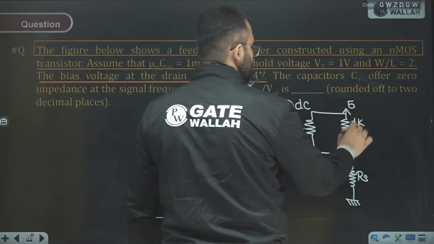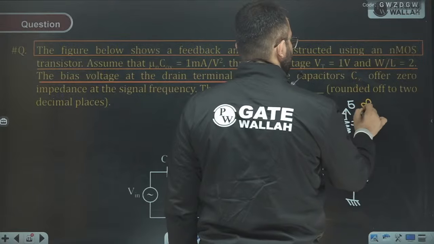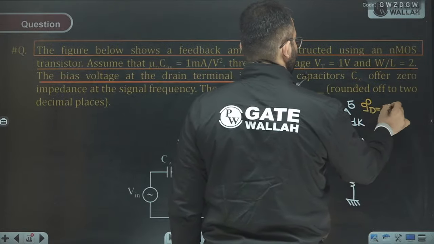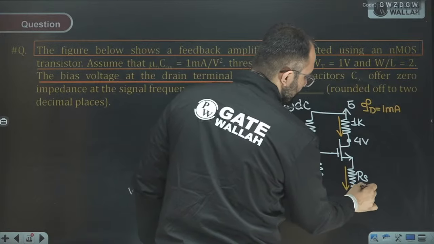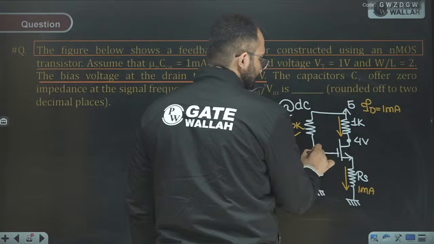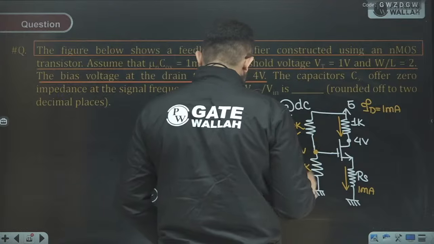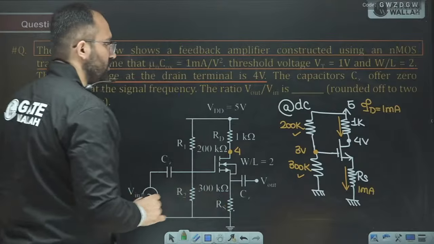Okay, so we can see that what is the drain current? The drain current is 5.1. We can see that the drain current is 1 milliampere. The same current will flow here, 1 milliampere. This is 5, this is 200 and 300. We can see here we have a 3 volt. Now we can solve the circuit.